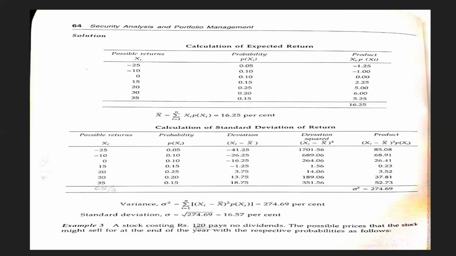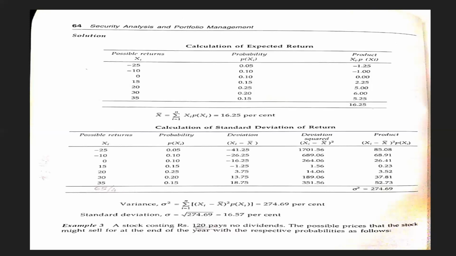Now moving on to the fifth column, it is nothing but the product of the squared deviation with the probability values. So 1701.56 into 0.05 gives you 85.08. 689.06 into 0.10 gives you 68.91. Likewise, you are going to multiply all the squared deviations with the probability values and then take the total.